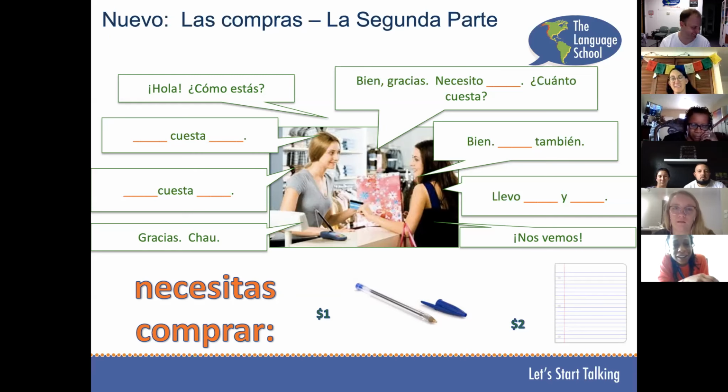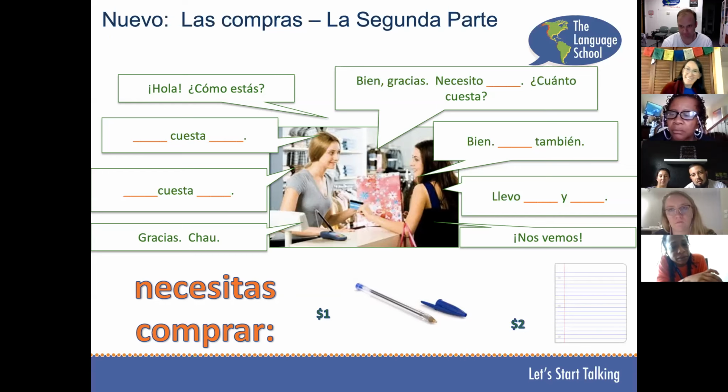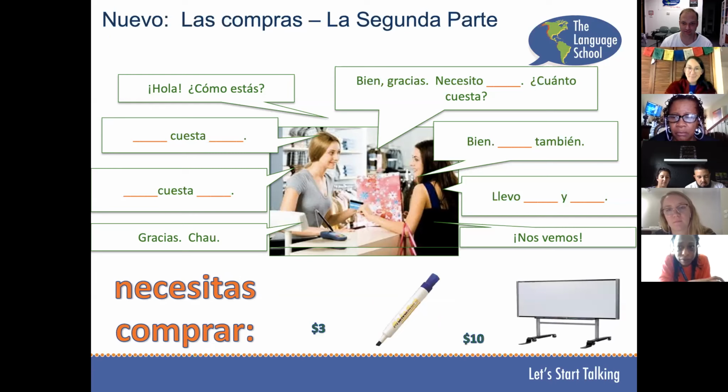Un paquete de papel cuesta $2. Llevo el bolígrafo y el paquete de papel. Say it again. How do you say packet? Paquete de papel también. Muy bien. Gracias, chao. Nos vemos. All right, last one, I think. We're going to be back with Emily and Daisy.